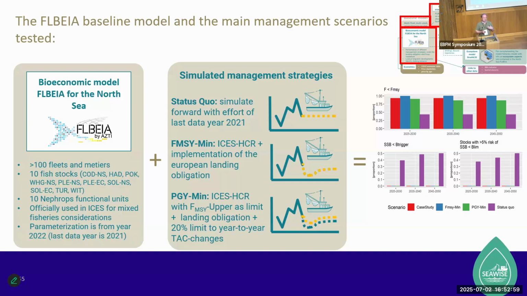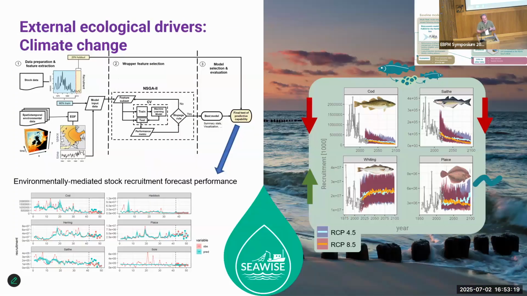And here's the first result: apart from the status quo scenario, all the scenarios tested in the end achieve less than 5% risk to fall below the limit, so it is precautionary. But we also see that many stocks in these scenarios are fished below FMSY. So what does this mean?